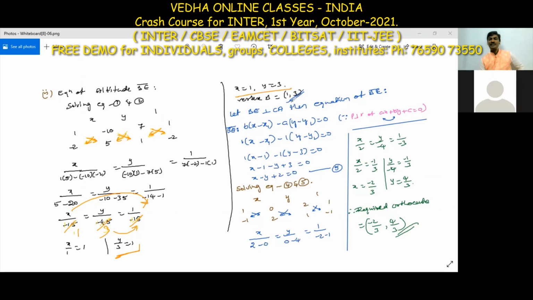Vertex. What is the vertex here? Vertex B is equal to 1 comma 3. Yes, 1 comma 3. So now we are finding the BE equation.